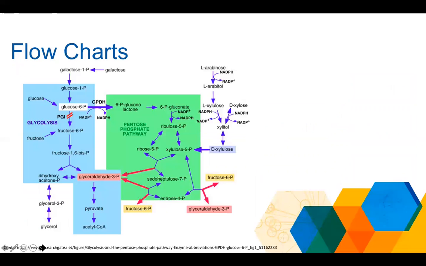Here's an example of how flowcharts can allow us to connect different pathways to one another. In biology and biochemistry, you will learn about both glycolysis and the pentose phosphate pathway. They are often taught separately, however, they're very closely linked to one another. By drawing a flowchart like this one here, we can better visualize how those two pathways are connected.